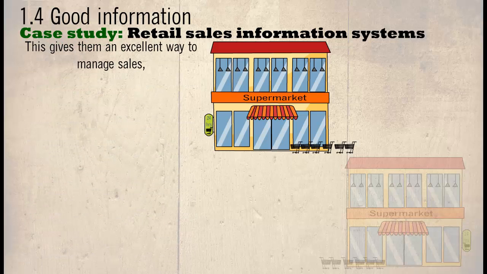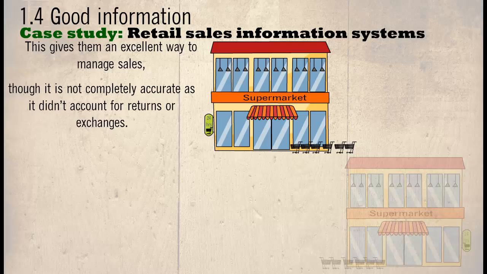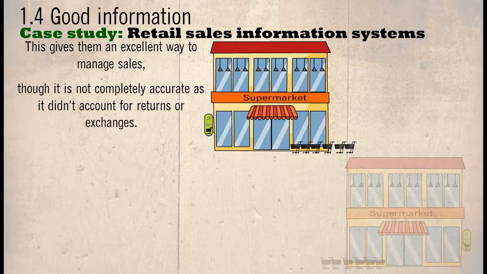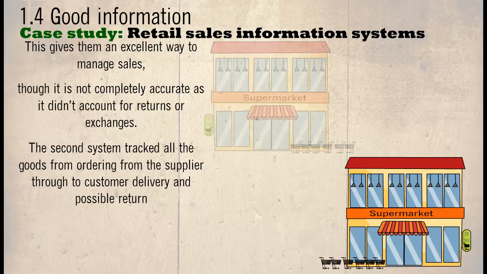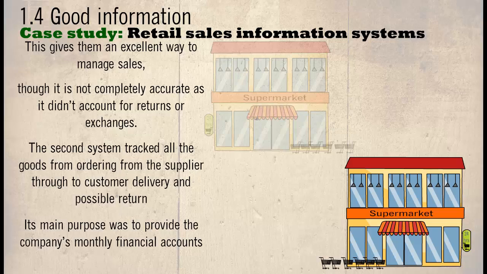This gives them an excellent way to manage sales, though it is not completely accurate as it didn't account for returns or exchanges. The second tracked all the goods from ordering from the supplier through to the customer delivery and possible return. Its main purpose was to provide the company's monthly financial accounts.